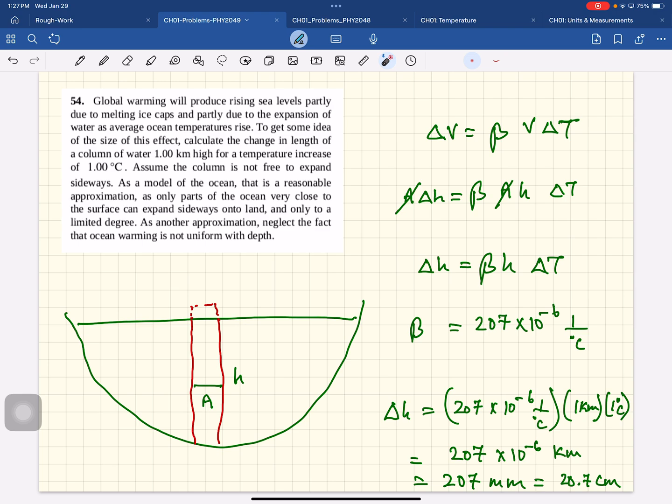Yeah. So again, the expansion is not that much, but most of the sea level rise would come from melting of the glaciers.